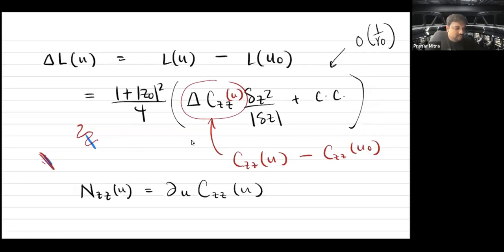Okay, this is all I had to say. So these are the types of measurements that we'll be looking at.